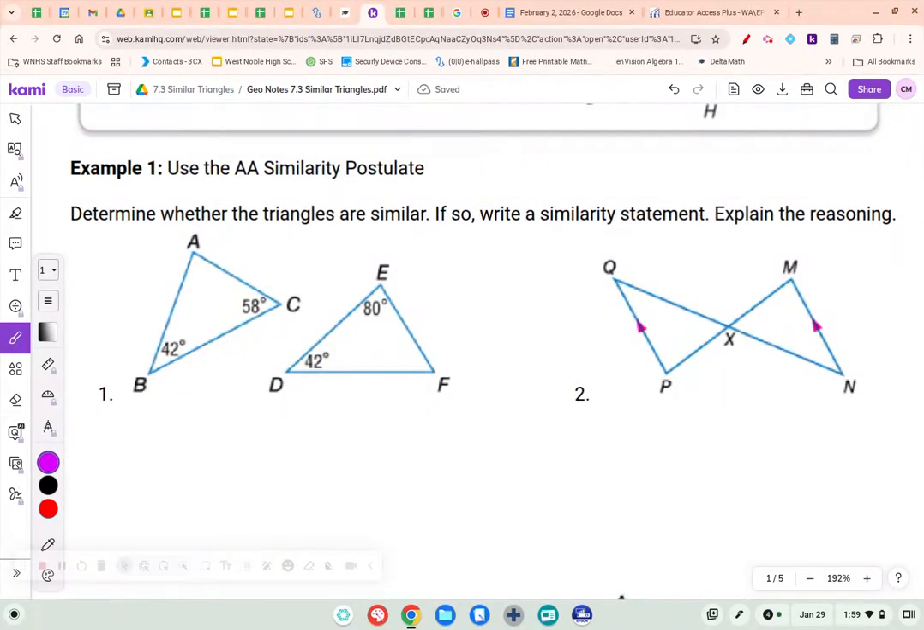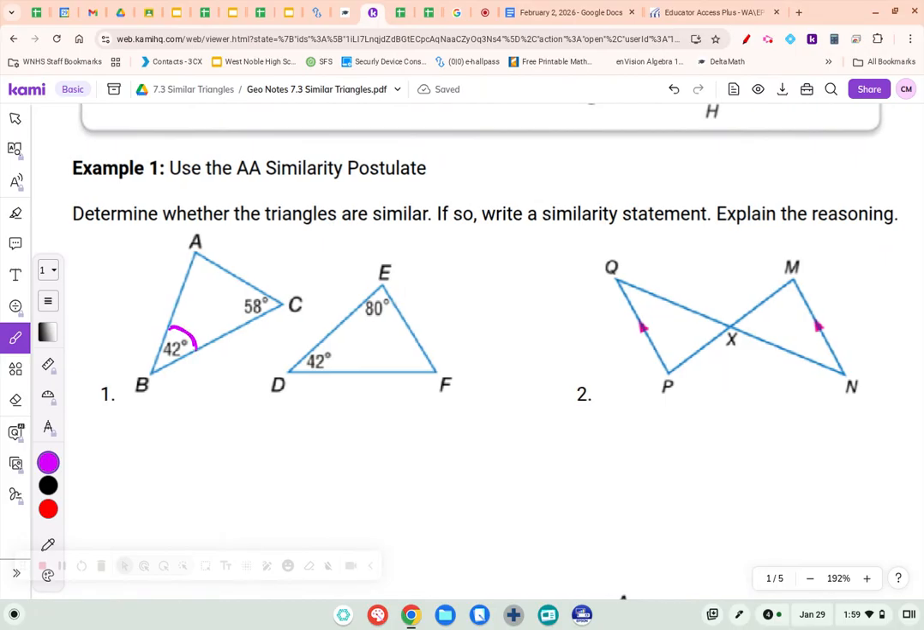So we're going to use the angle-angle similarity postulate. We're going to determine whether the triangles are similar. If so, we're going to write a similarity statement and explain our reasoning. So on this first one, I noticed that angle B and angle D are congruent, and that's great, but we need to figure out if we have another pair of congruent angles, hence why it's called angle-angle similarity. So what I can do is figure out if angle A is 80 or if angle F is 58, all right? Either way you do it, you'll decide if this works or not.